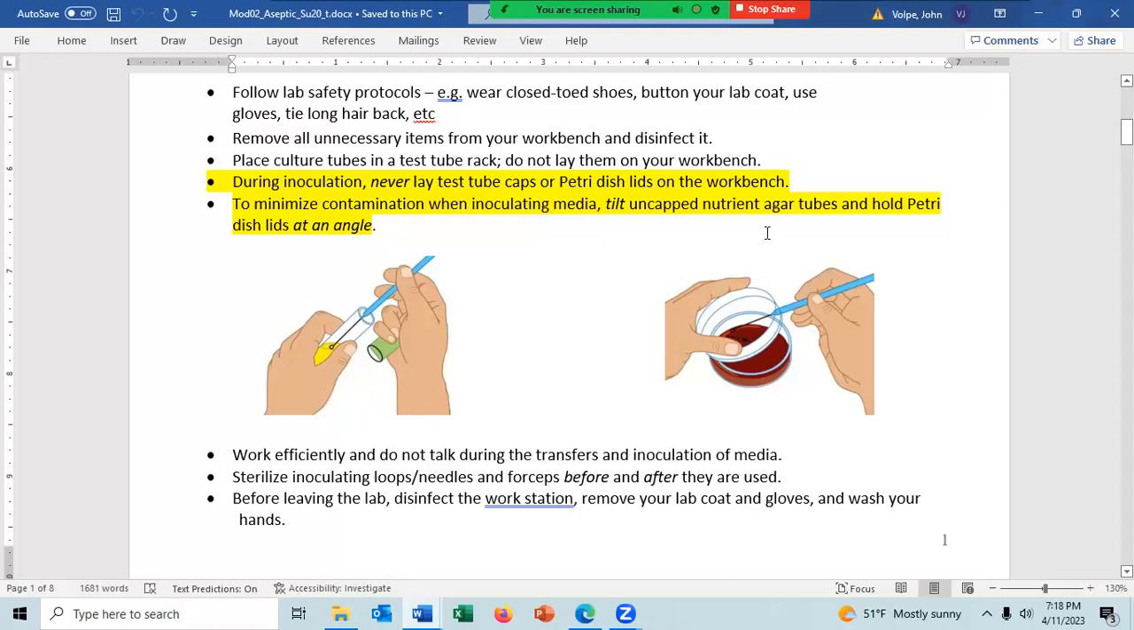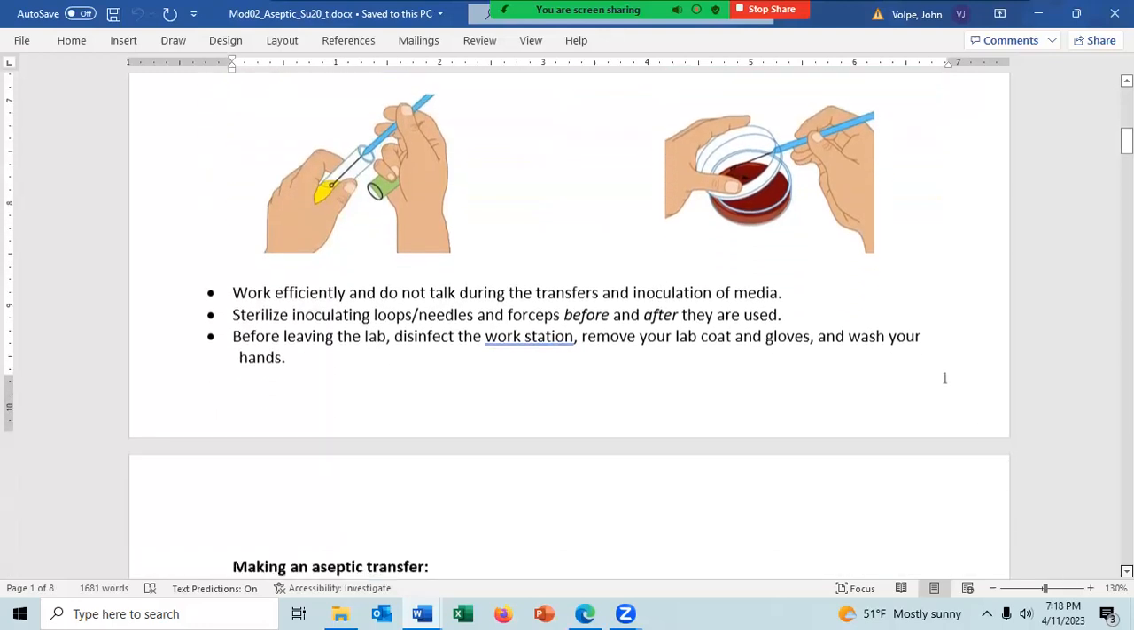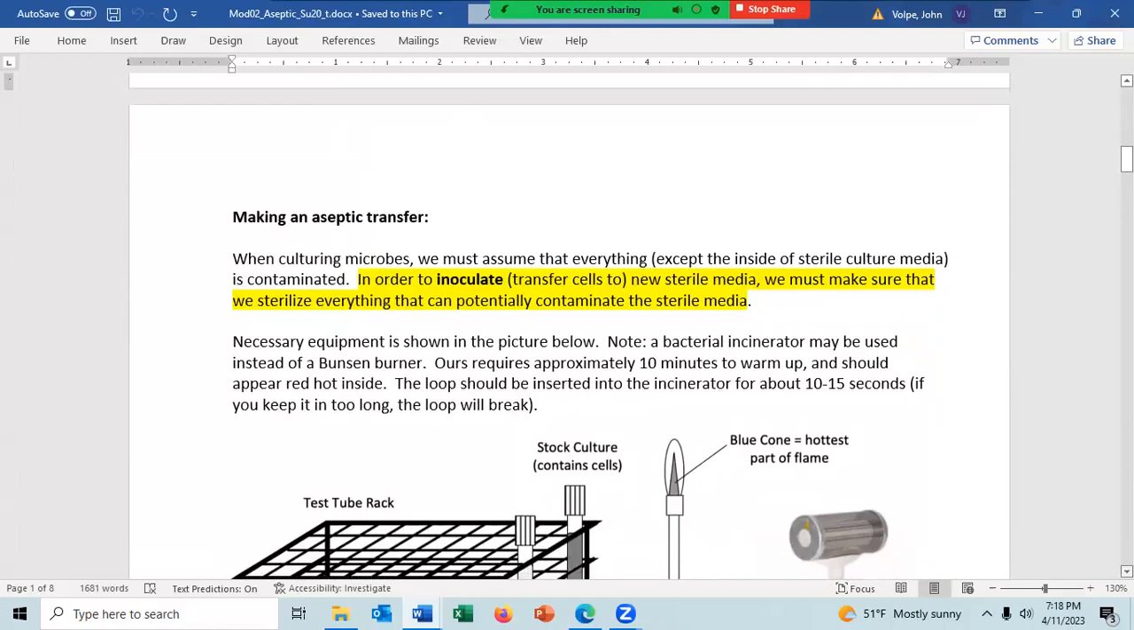The same with the lid. If bacteria were falling down from the air, most of it will hit the lid of the plate. Only the bacteria falling here would actually fall within the plate. And that's to minimize the risk of contamination.